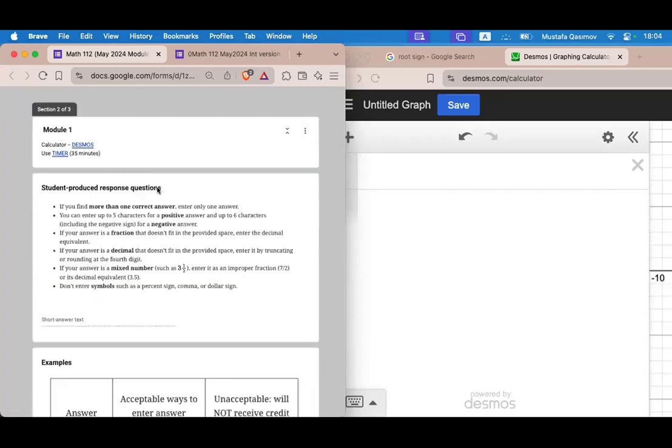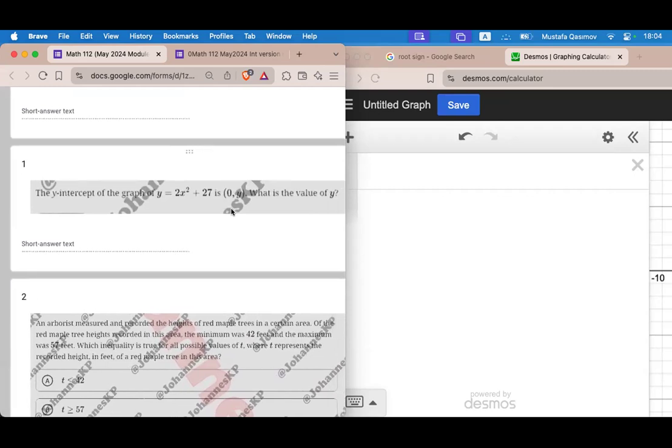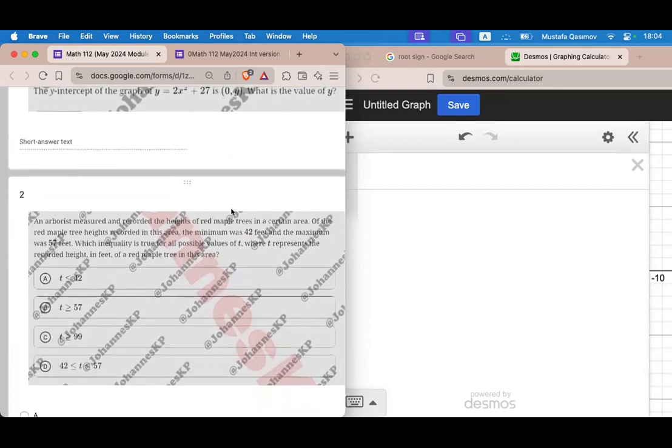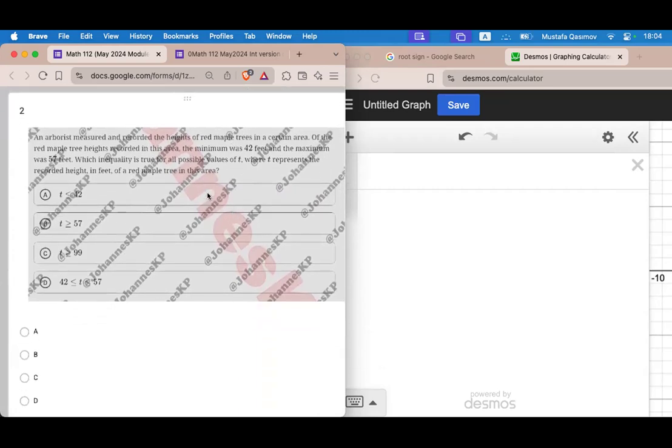Probably you know your mistake. Let's look at every question. First one. What's the y-intercept? We have to write 0 instead of x, it will be 27. And that's all. Second, it's a minimum of 42, maximum of 57. So if it is between this range, the answer is D.